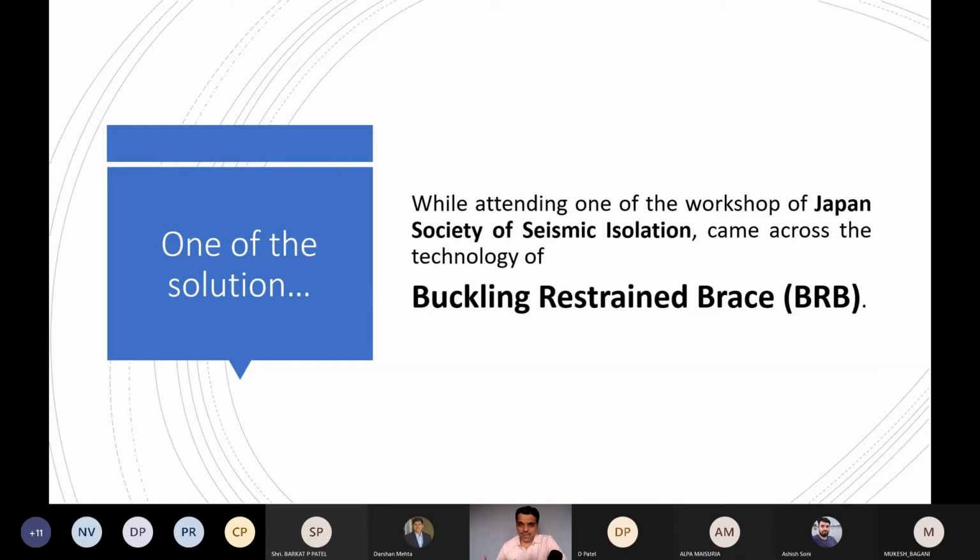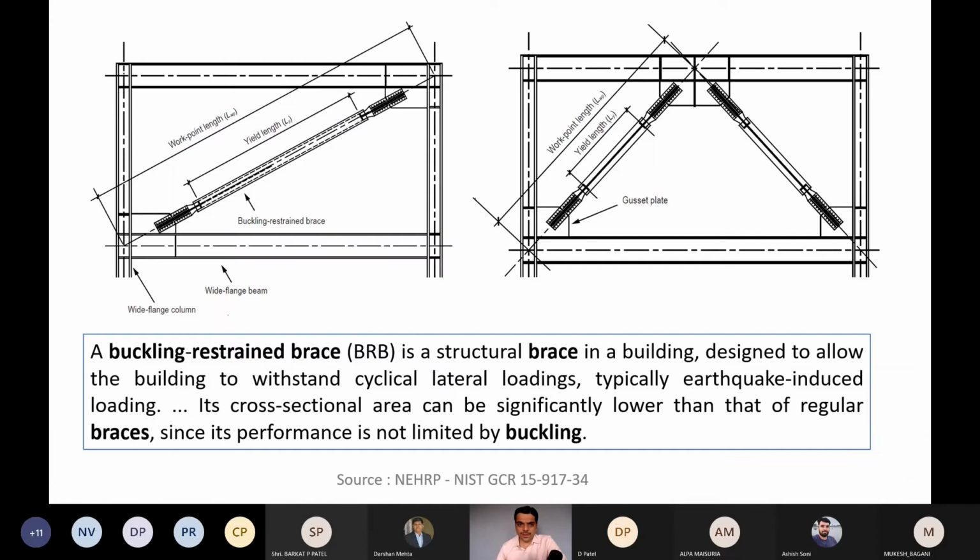And the whole invention of this BRB occurred because of this limitation of the conventional brace. So now what we see on the screen is a BRB, buckling restraint brace. As you can see, it also looks like a conventional brace in appearance. It is designed to allow the building to withstand cyclic lateral loadings, typically earthquake induced loading, and its cross sectional area can be significantly lower than that of regular braces, because its performance is not limited by buckling.